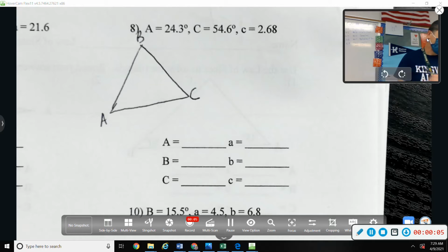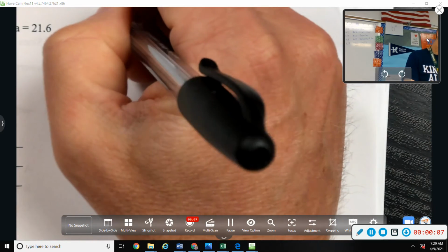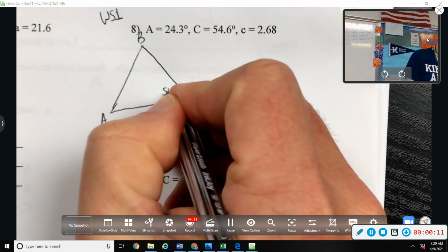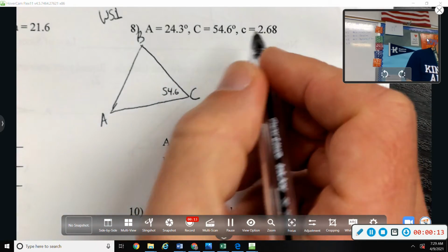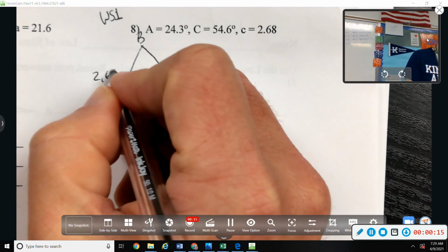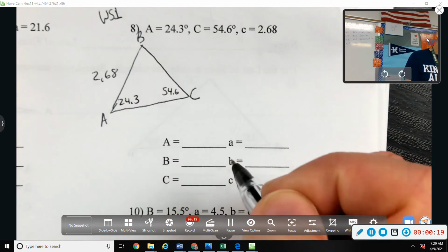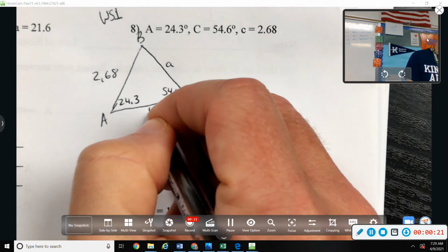Number 8 on worksheet 1. So we'll sketch the triangle, although it's not absolutely necessary that you draw the triangle. You can get by without it. It just, I don't know, I like it. It helps me visualize what I know and what I need to know.